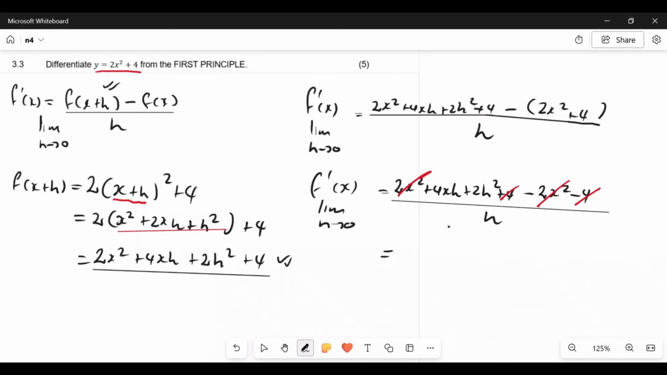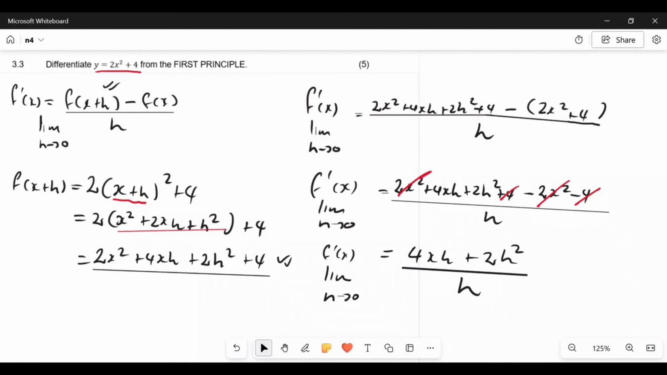So what you're left with here should be only terms that contain h. If there is a term that does not have h on this step, just know that you've made a mistake. All right, so we're left with 4xh and 2h squared. Those are the two terms that we're left with.